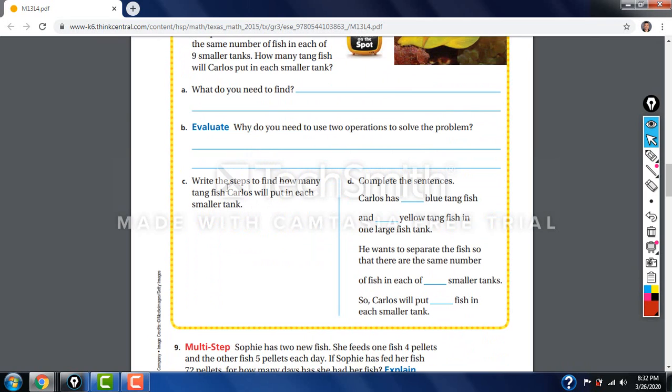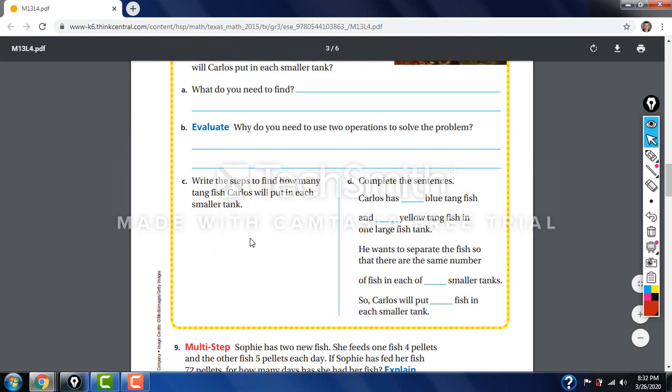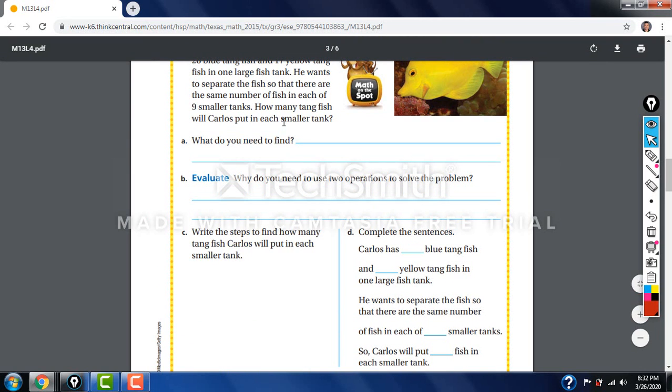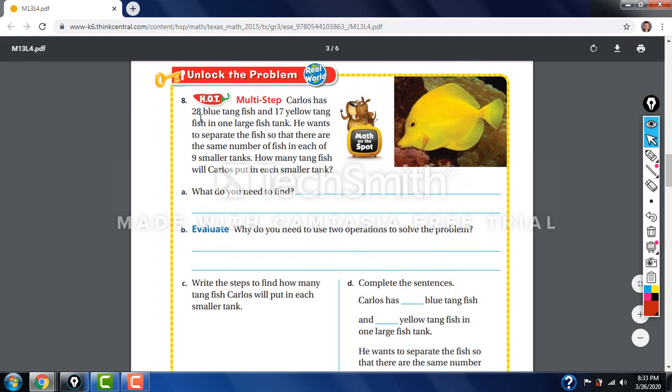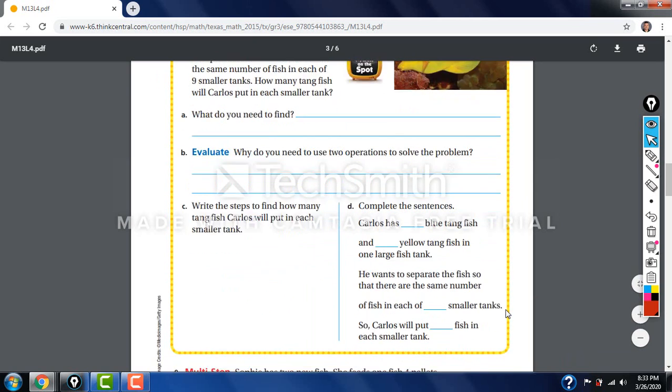Write the steps to find how many tank fish Carlos will put in each smaller tank. What are your steps? We just did them right now. You add 28 plus 17 to get 45. So let's answer this right now. Pause it and answer this real quick.